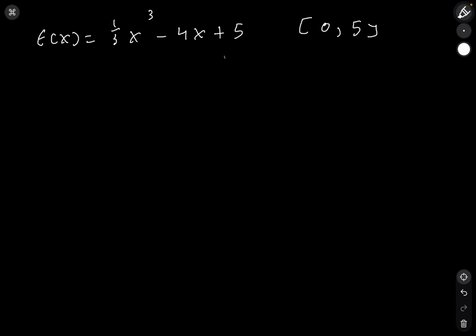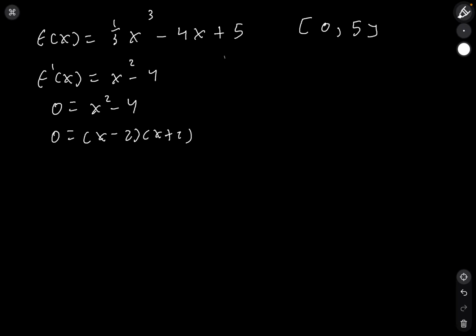So first off, we have to find the slope. So f prime of x is equal to x squared minus 4. We set it equal to 0. We see that it's just a difference of squares again. And we see that x is equal to plus or minus 2. However, since we're restricted to the domain of 0 to 5, we see that we can only use positive 2.